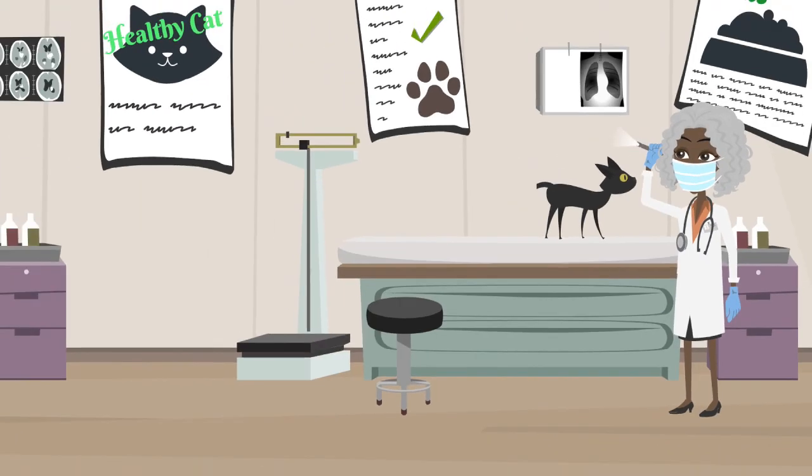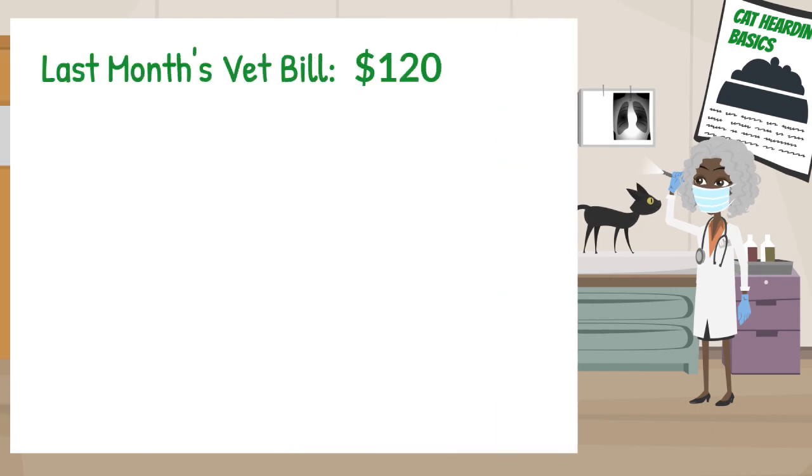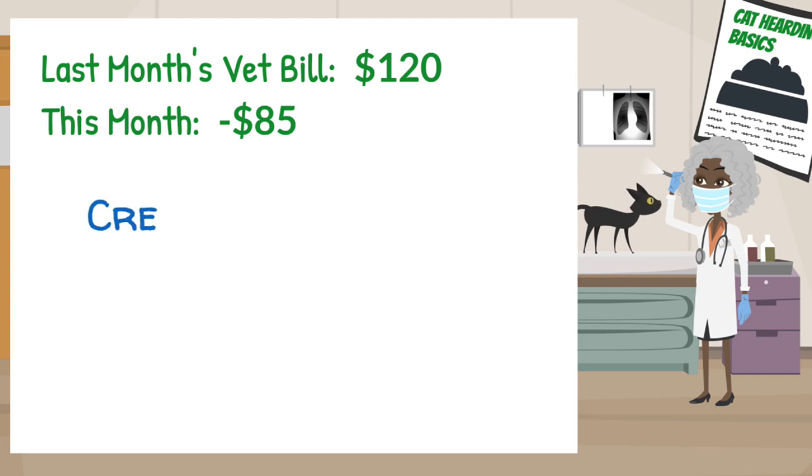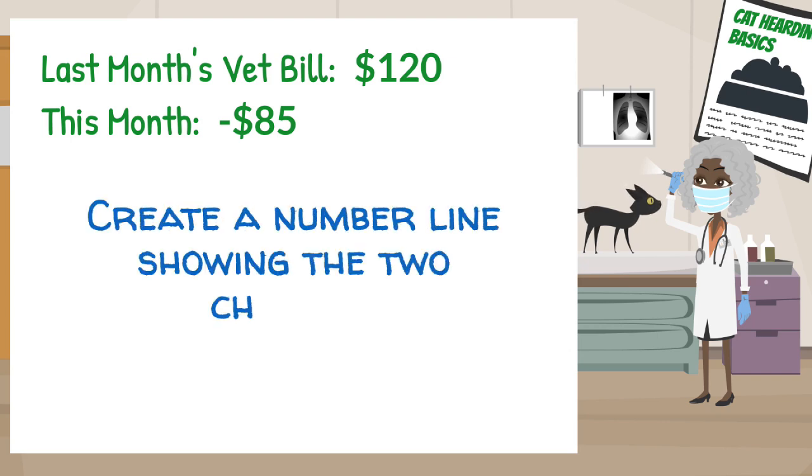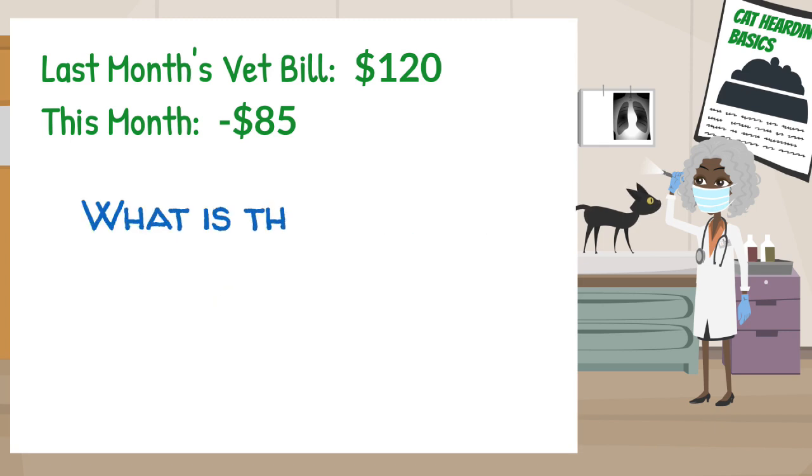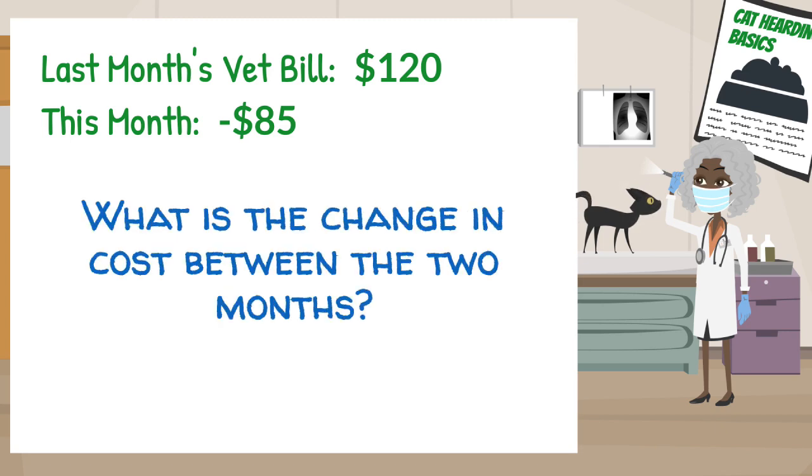Last month, the vet bill for Stumpy was $120, but this month it is negative $85 because of a refund from an overcharge. Create a number line showing the two charges. What is the change in cost between the 2 months?